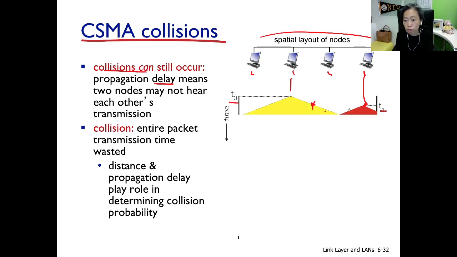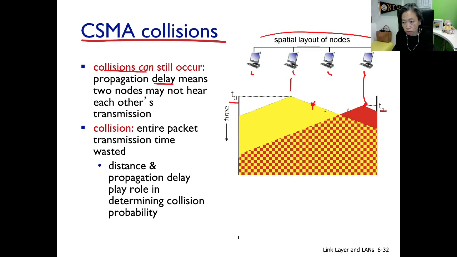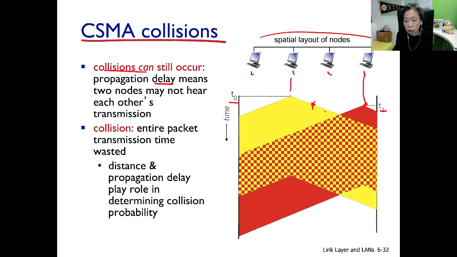So the yellow frame and the red frame will eventually collide, and the entire packet transmission time here will be wasted. And you see also that the probability of packets colliding on a CSMA channel depends on the distance of the nodes on the channel, as well as the propagation delay. The slower, the higher chance.